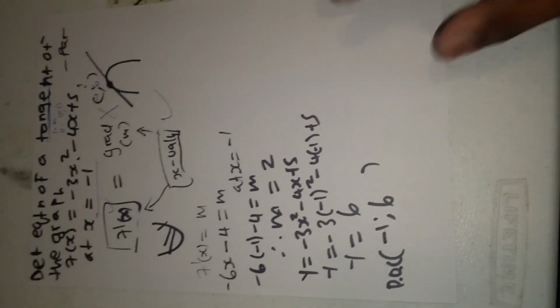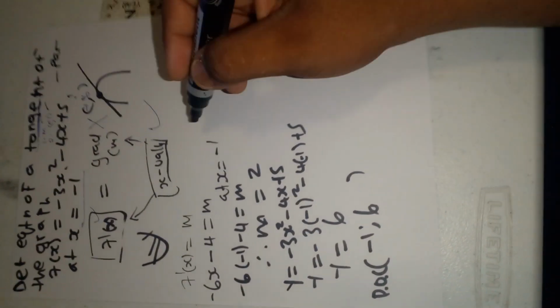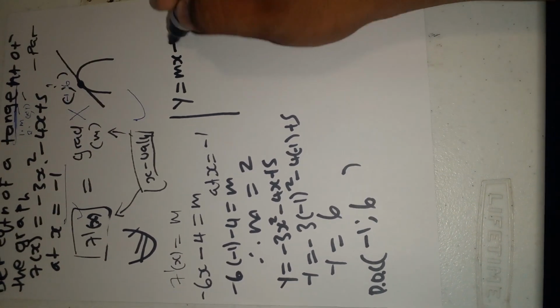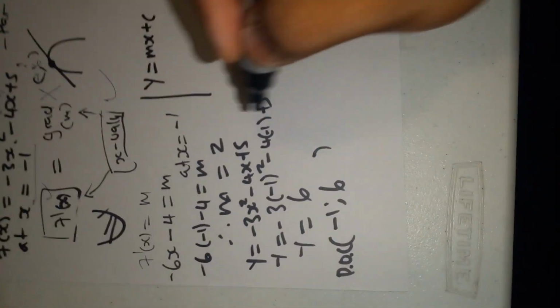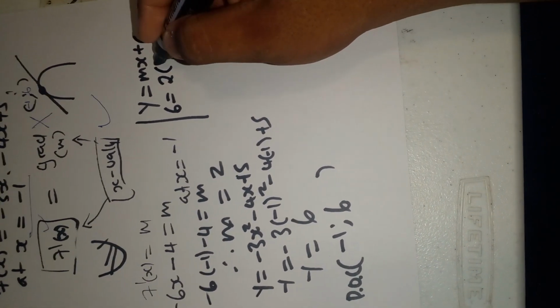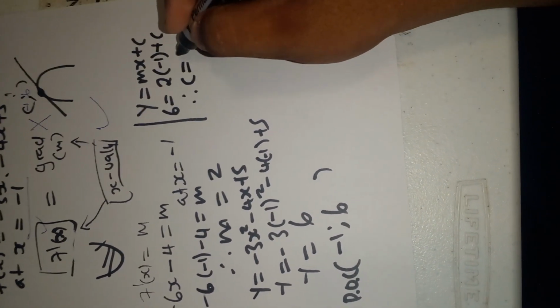But they said they want what? The equation of the tangent. I already found my m. I already found the points there. Now I can do y equals mx plus c. Let's substitute. y is 6, m is 2, x is -1, plus c.